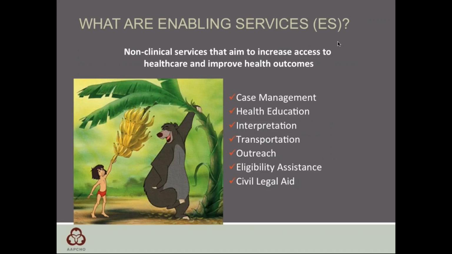So I'm going to start with the very basics, and I just want to start by being really clear about what we're describing when we talk about enabling services. These are the non-clinical services that health centers provide to their patients and community members that ultimately aim to increase access to care and improve health outcomes. So they include things like case management, health education, interpretation, transportation, outreach, eligibility assistance, and recently HRSA clarified that civil legal aid can be included as an enabling service that health centers provide.